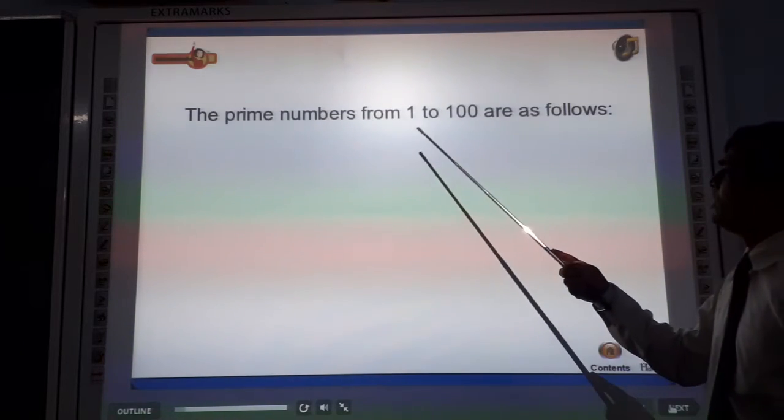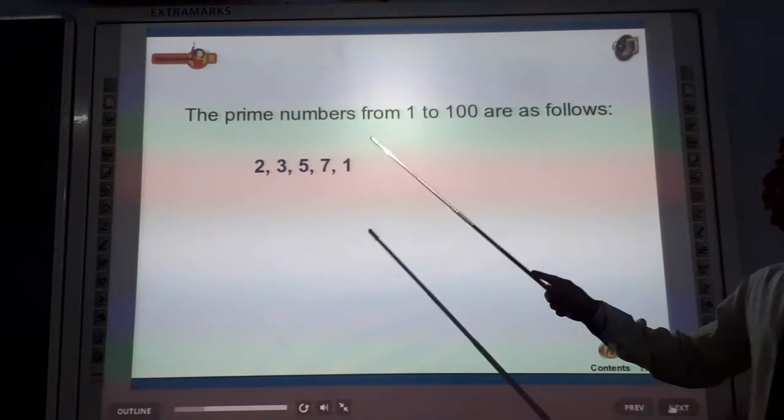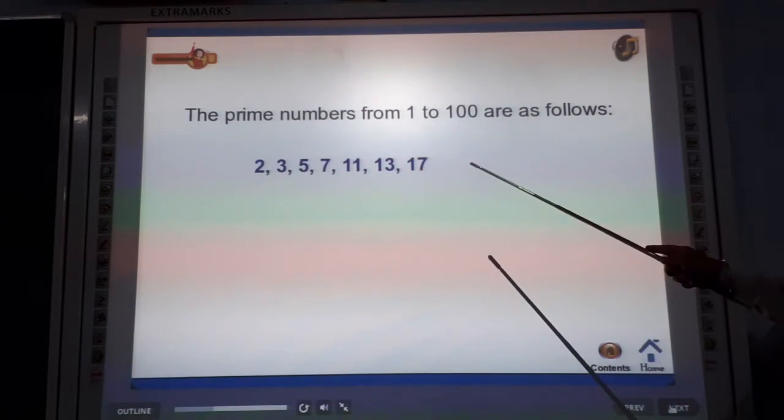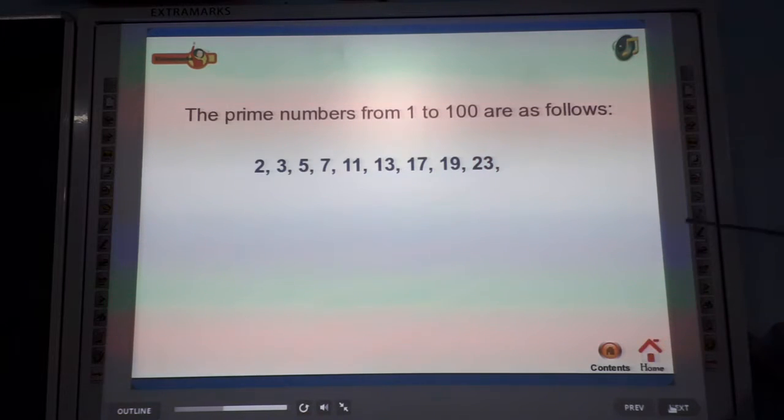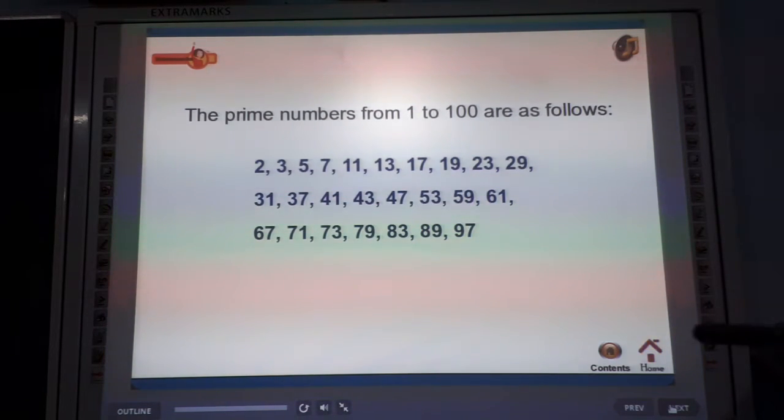Now, the prime numbers from 1 to 100 are as follows: 2, 3, 5, 7, 11, 13, 17, 19, 23, 29, 31, 37, 41, 43, 47, 53, 59, 61, 67, 71, 73, 79, 83, 89, 97.